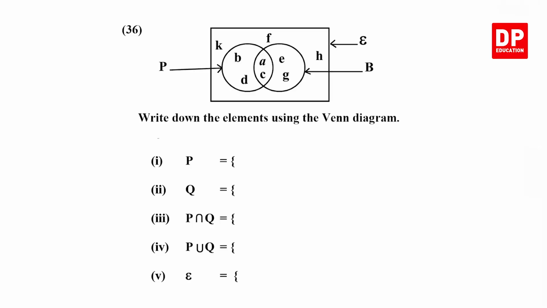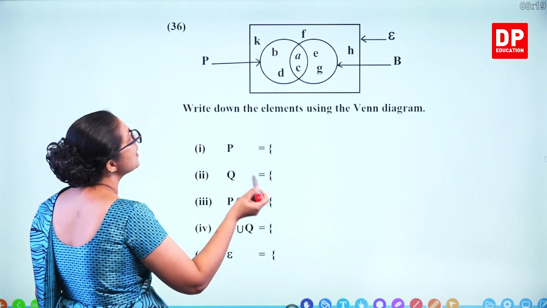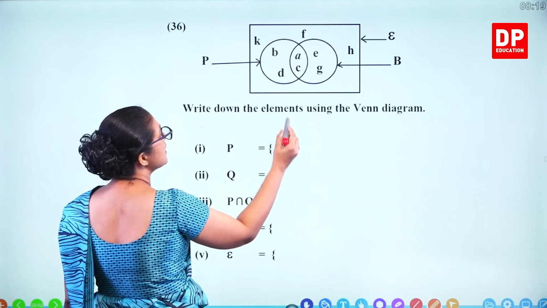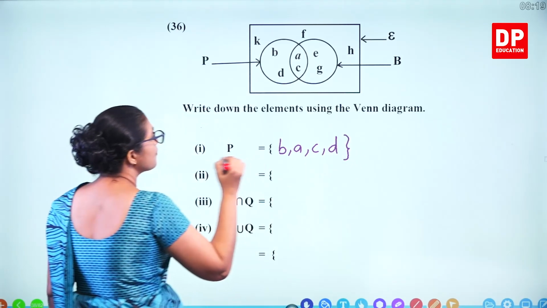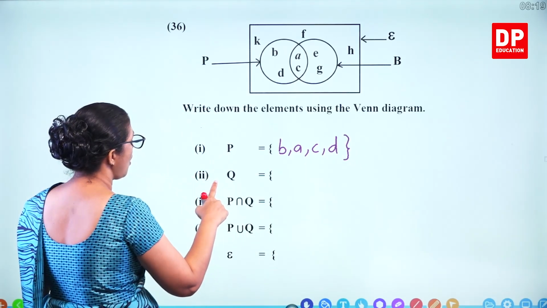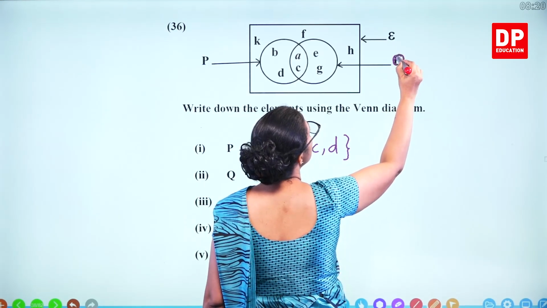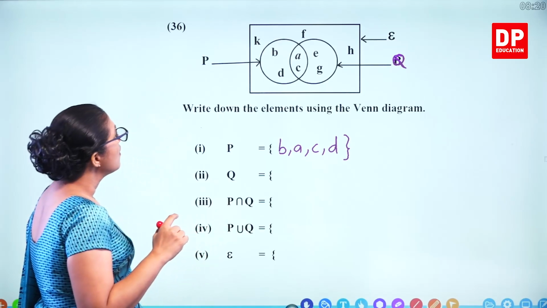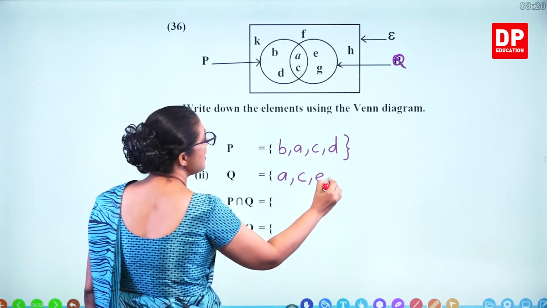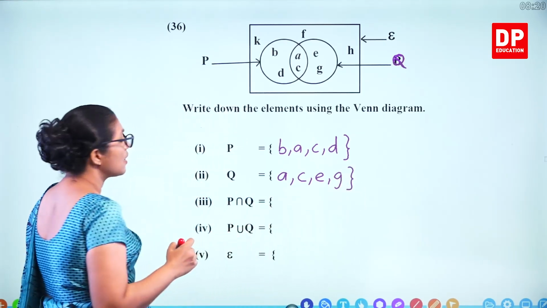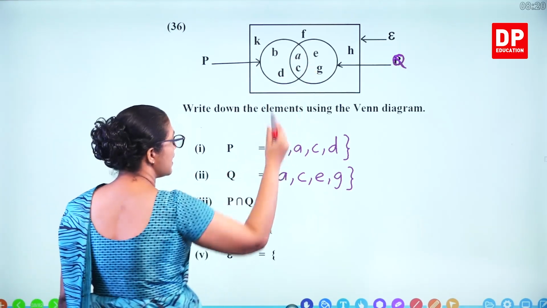Write down the elements using the Venn diagram. So we'll write down all elements of P. You have to look at the P circle: B, A, C, D. Q is this one. There's no B here, so this is Q. What are the elements in Q? A, C, E, G. P intersection Q. What are the common elements for both? That's in the middle, A and C.